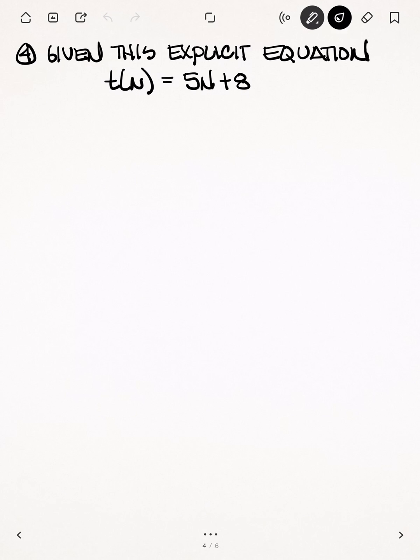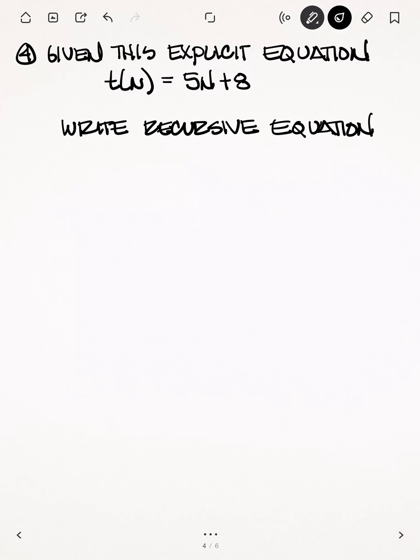I want to write a recursive equation. So we're just learning how to go back and forth between explicit and recursive. All right, so what do we know? Well, there's a way you can do this which may help you the first time we do this. After this, you may not have to do the little chart anymore. But let's do a chart and come up with a few points.